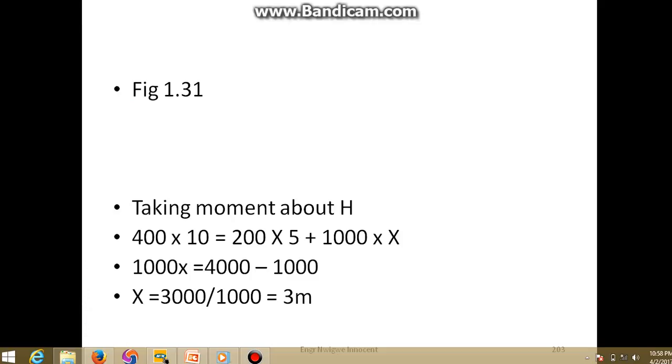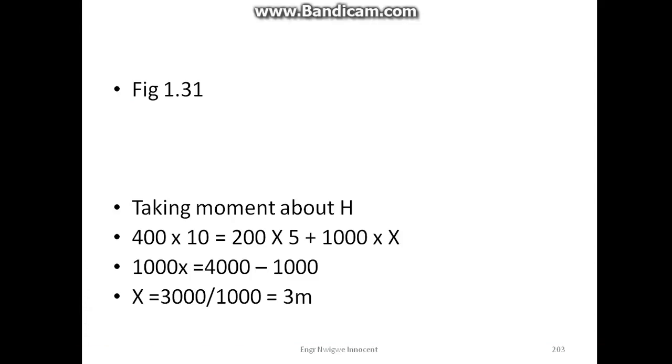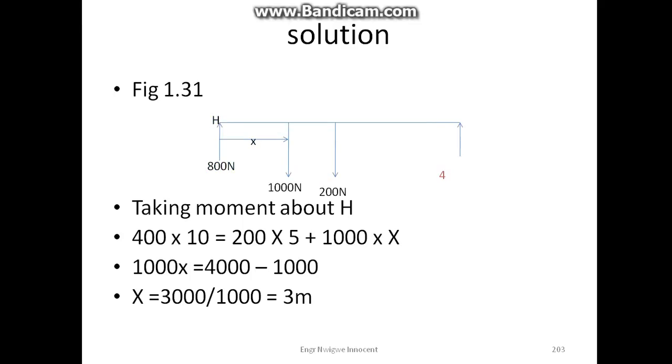Solution. Figure 131 shows a uniform beam HK of 10 meters weighing 200 Newton acting at the midpoint. The reactions are respectively 800 at H and 400 at K, and the man has a weight of 1000 Newton at P. We are asked to get the distance from H to P, which is x.